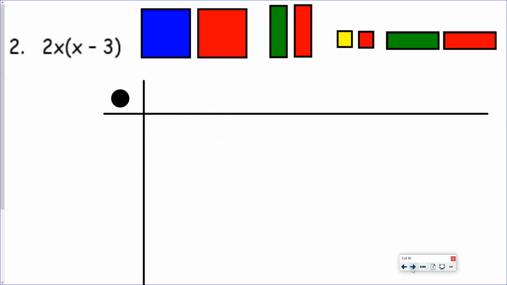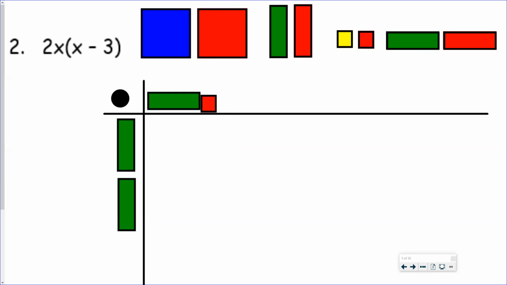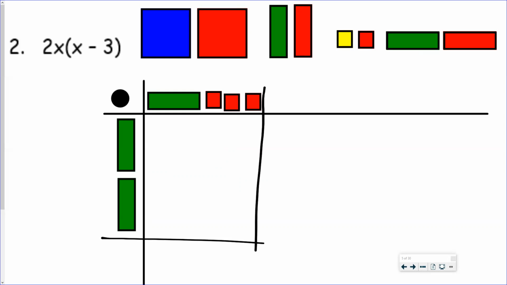All right, try it again. This time you have 2x, and this time it is x minus 3. So again, I would draw myself a box and see what needs to get filled in. Well, x squared is the same width and same length as the ones above and to the side.